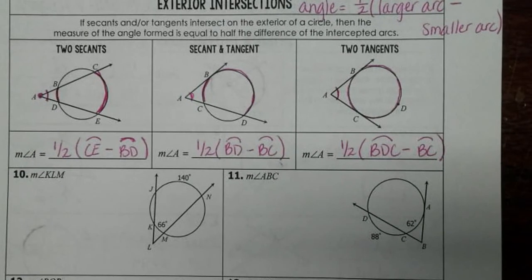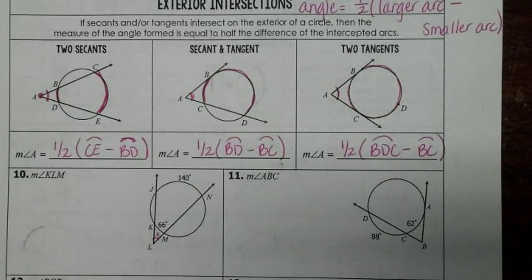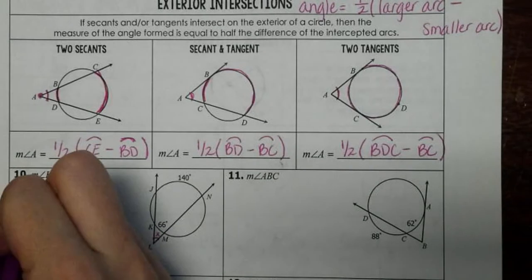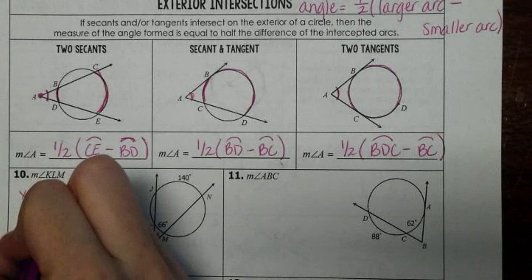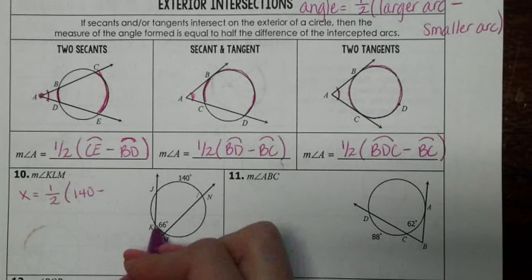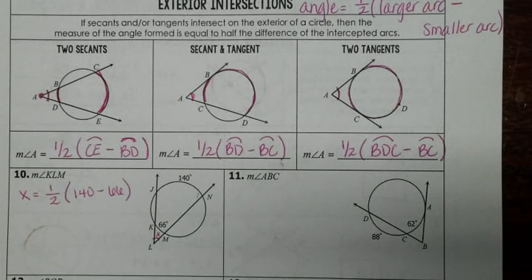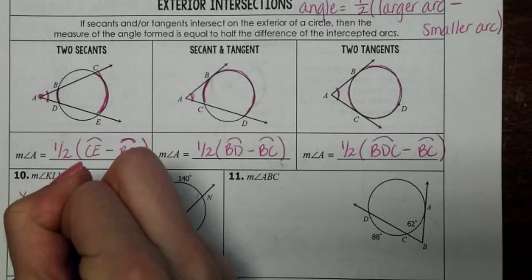Okay, so let's look at number 10. We want to find the angle KLM. So I'm going to name that angle X. So in my equation, I'm going to start with the angle X equals 1/2 of the larger arc that it's across from, 140, minus the smaller arc. We've always got to do the larger minus the smaller so you don't end up with a negative. So you can plug this in exactly as it is written in your calculator, 1/2 parenthesis 140 minus 66. And you end up with 37. That's it.